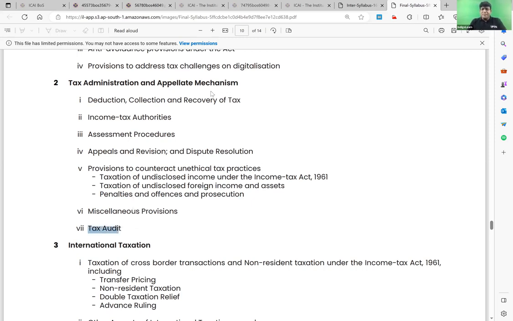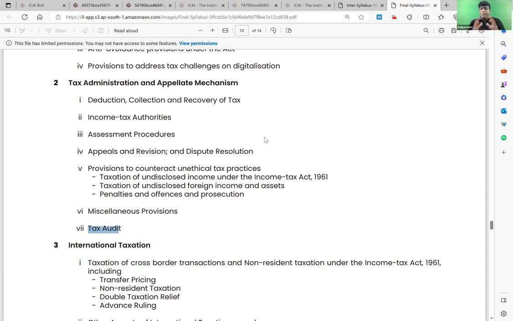So it looks like a lot of content which used to be there at CA Inter level, which was again being carried forward at CA Final level, they might discontinue those topics and place more and more focus on the specific areas of CA Final, especially the special taxation provisions. So let's wait and watch.